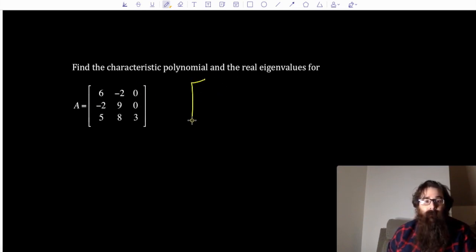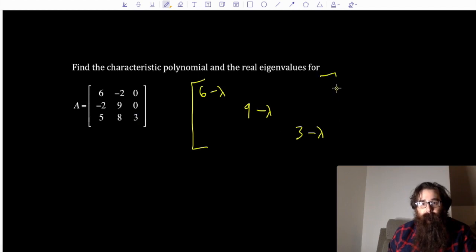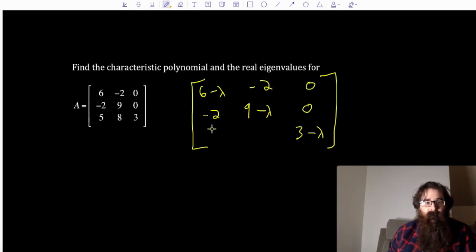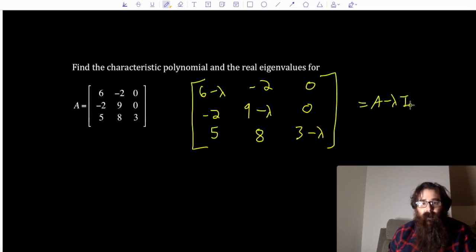Hey, let's do what we've been doing. Entries on the main diagonal, we subtract lambda from them. So that's 6 minus lambda now. 9 in the middle, 9 minus lambda now. That 3 in the bottom lower right corner, 3 minus lambda now. All the other entries, though, that are not on the main diagonal, they stay exactly the same. So fill them back in, because they didn't even get so much as a haircut. And this is A minus lambda I. And let's find the determinant of this.